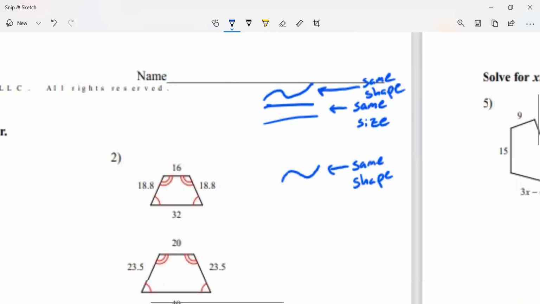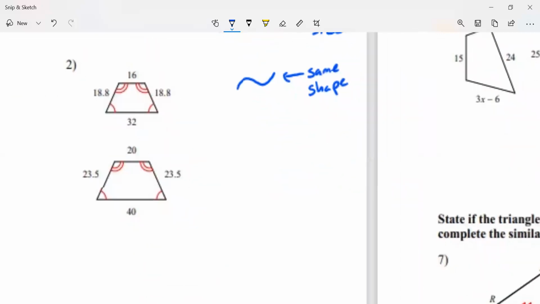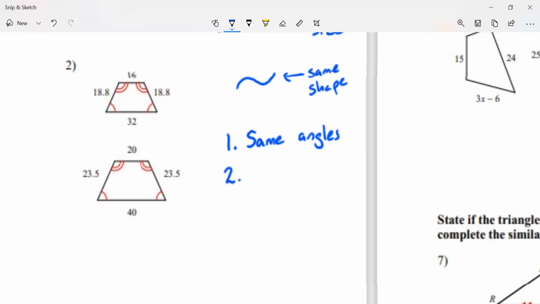But there's two criteria that have to be met. For shapes, in this case polygons, to be similar, two criteria have to be met. The first criteria is same angles. So any angle that I have on the shapes, like say one of them could be smaller than the other, but my angles have to be the same. Okay, that's the first criteria. The second criteria we have to meet, I'm going to call this my sides. Sides are proportional.